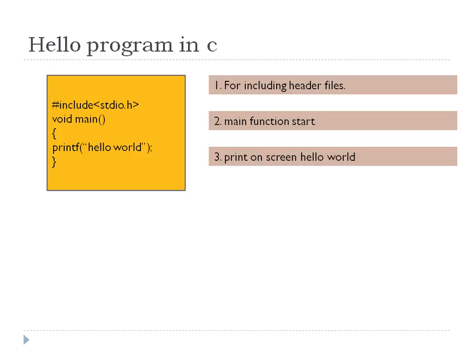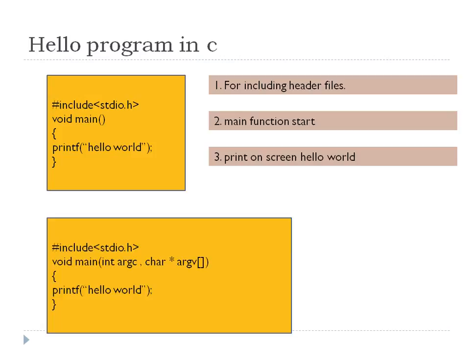Now in C there is one more signature for the main function. That signature takes two types of argument: one is an integer and one is a character pointer array. These arguments are known as command line arguments. When we execute our C program, if we need to supply some information at execution time, that information can be accessed in the program using these arguments. Normally we use the first one, but the second one can also be used.